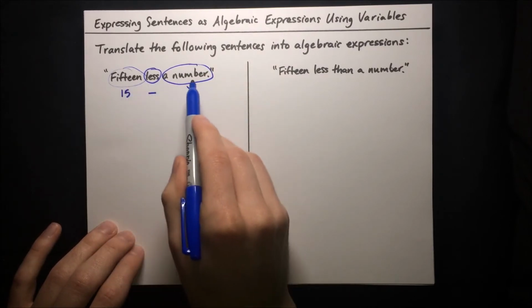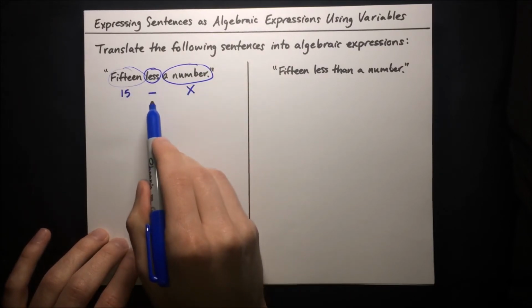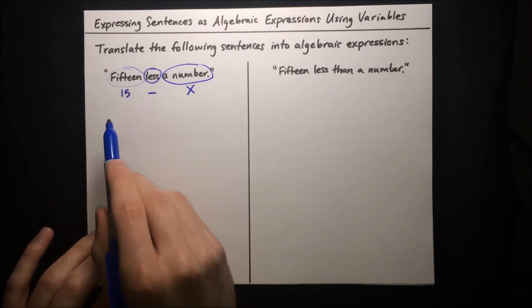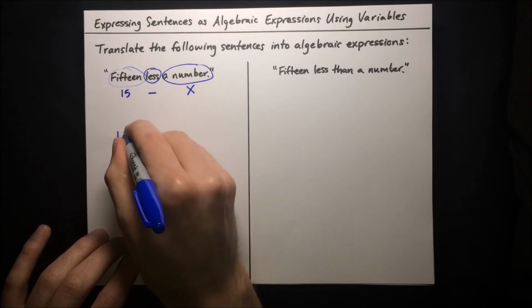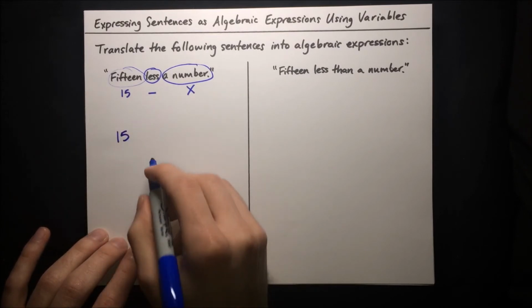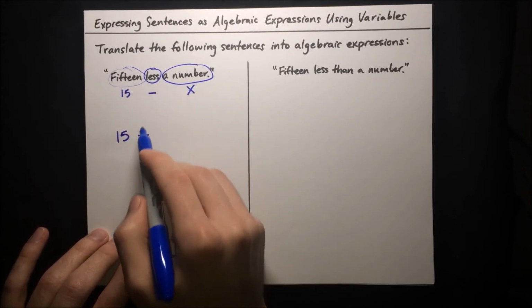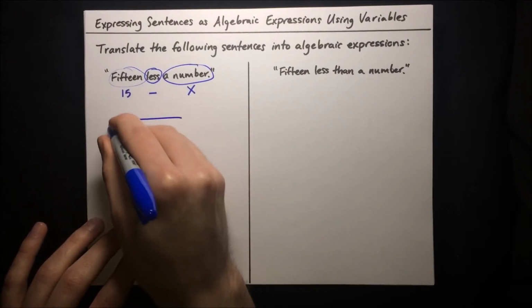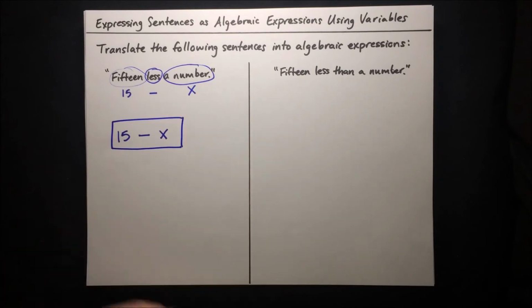So 15 less a number. Less is our operation, and then we just read the numbers or variables from left to right. So 15 is the first one that appears, then we put our operation between, less, and then we've got our variable x. So that's our result, 15 minus x.